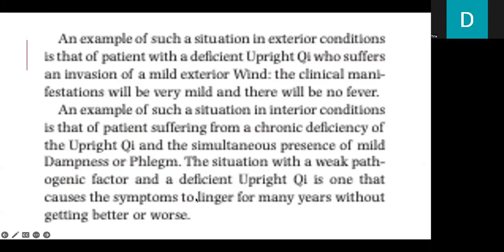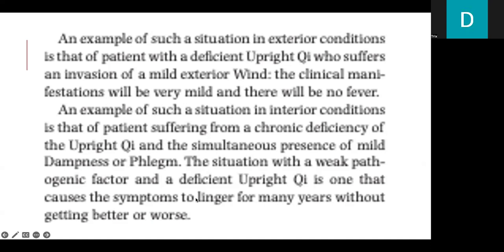An example of such a situation in exterior conditions is that of a patient with a deficient upright chi who suffers an invasion of a mild exterior wind. The clinical manifestations will be very mild and there will be no fever.